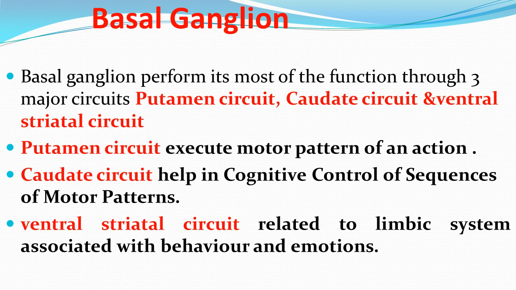The ventral striatal circuit is related to the limbic system, associated with behavior and emotions. It is connected with the hippocampus and cingulate gyrus. The putamen circuit executes motor patterns of action, and the caudate circuit helps in cognitive control of the sequence of motor patterns. The caudate circuit plans the control of the sequence of motor patterns.